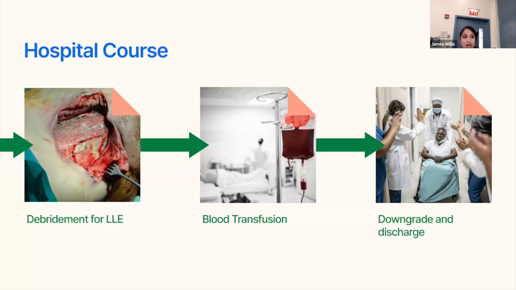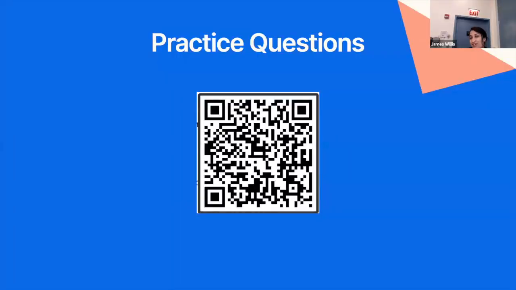They repeated it. He was initially anemic to 6.9. They gave him a unit, and then he was 7.5. So he was downgraded to floors after that. He was seen by PT, who recommended home health aide and home PT, and he was discharged. So I wanted to do some practice questions.